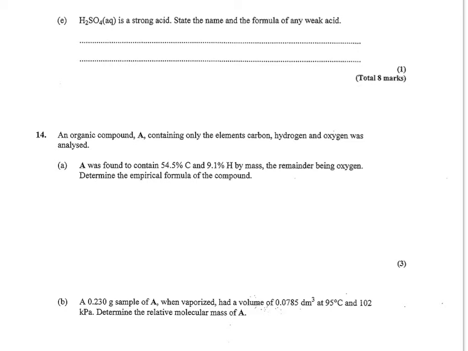What you should notice is it did ask for the name and the formula, so make sure you give both, because IB will take your point off if you simply give the formula or the name. So phosphoric, H3PO4, carbonic, H2CO3, sulfurous, H2SO3, nitrous, all of your acetic acids, ethanoic, CH3COOH. You can easily find weak acids, formulas, and names in your data booklet.